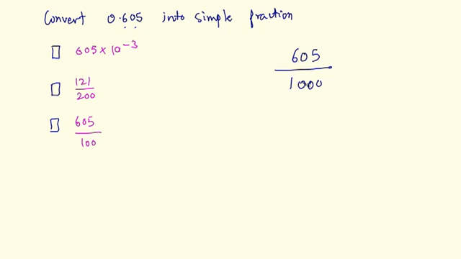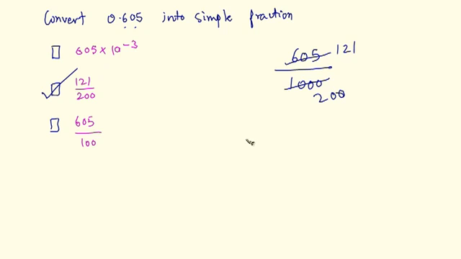So how can you divide this? We can divide both the terms, numerator and denominator, by 5. So 605 divided by 5 will give 5 1s are 5, 5 2s are 10 and 5 1s are 5 again. 1000 divided by 5 will give me 5 2s are 10 and 0 and 0. So 121 by 200. So this is the right answer. So this is how you convert a given decimal into a simple fraction.